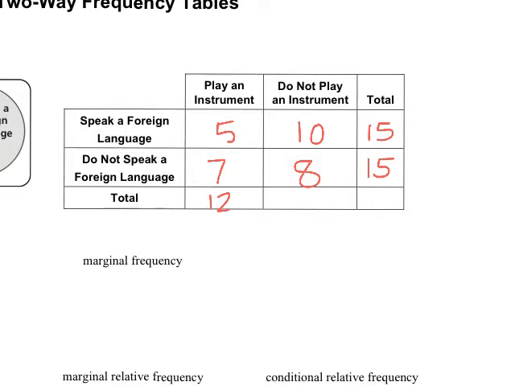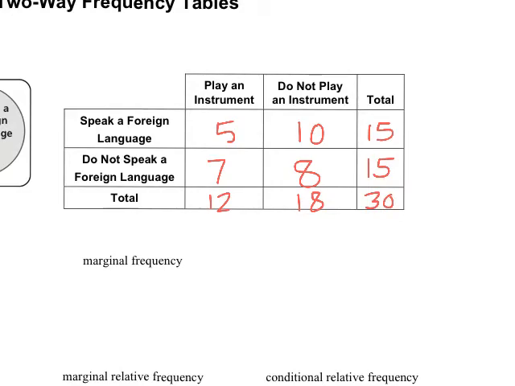Okay, and then if I want to work down, the people that play an instrument, 5 and 7 makes 12. People that do not play an instrument, 10 and 8 is 18. And then I can also work across to find the total. So this would be the total number of people that responded. So 12 plus 18 is 30. Same way that 15 plus 15 is 30. So I have my 30 in here.